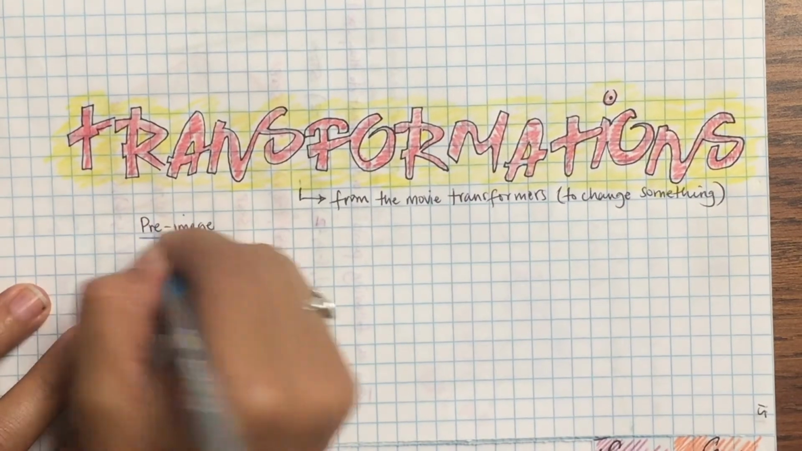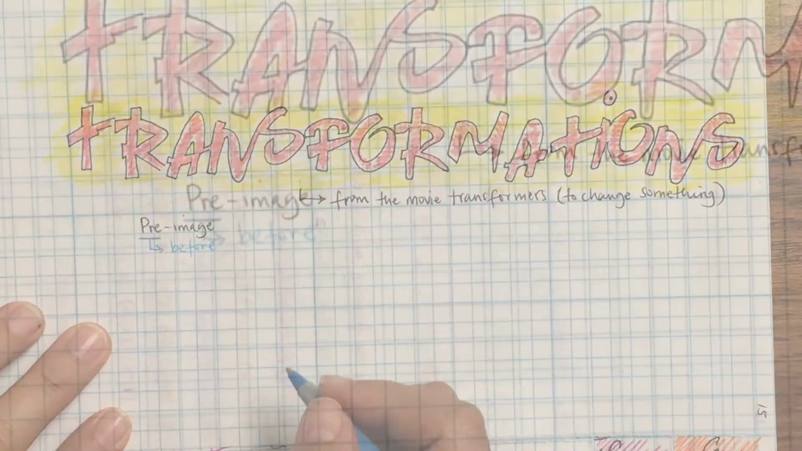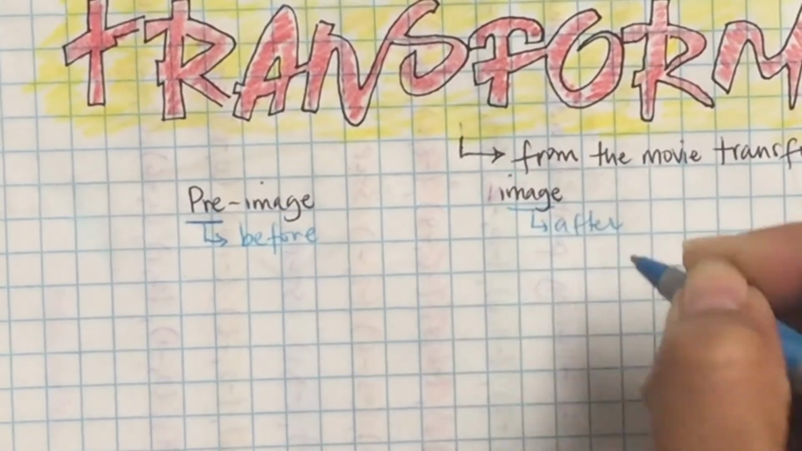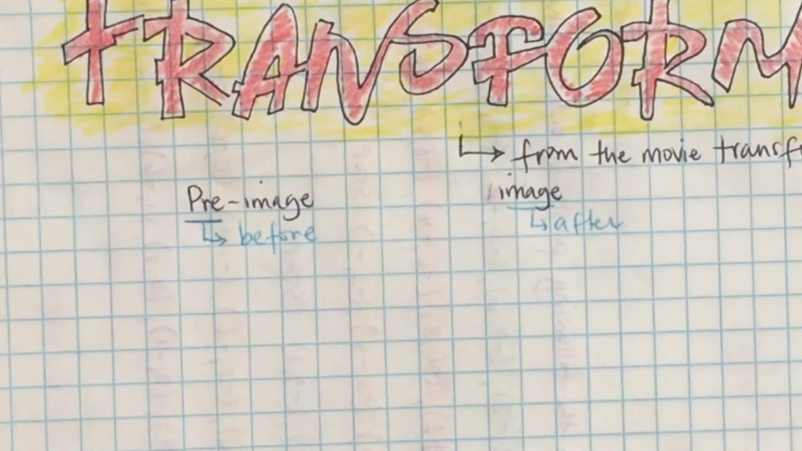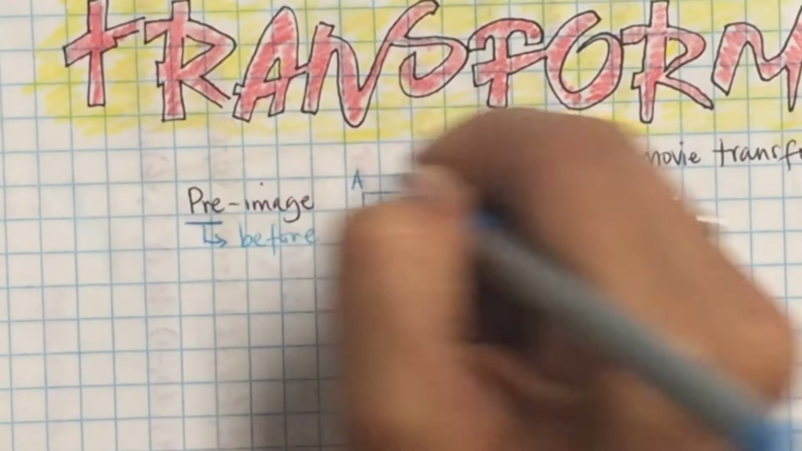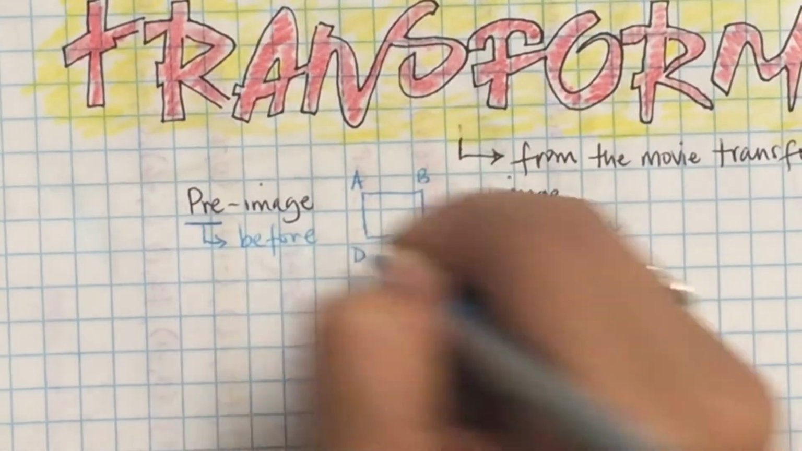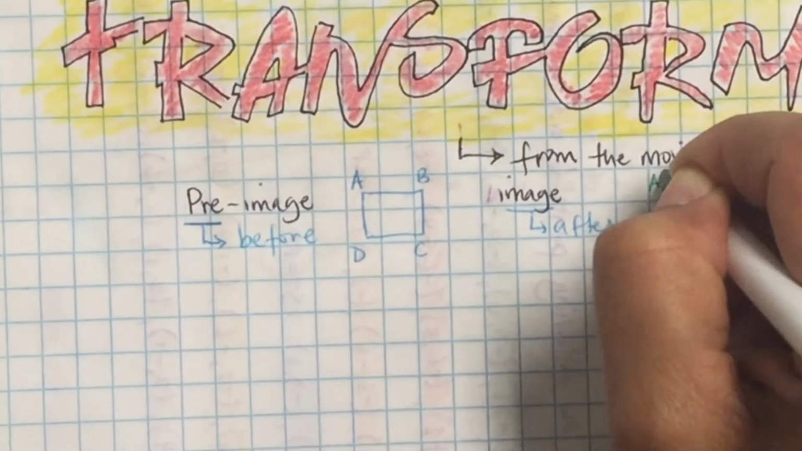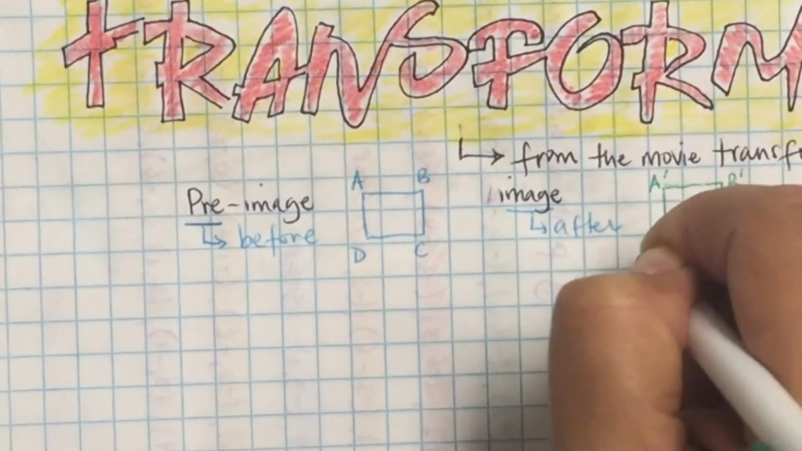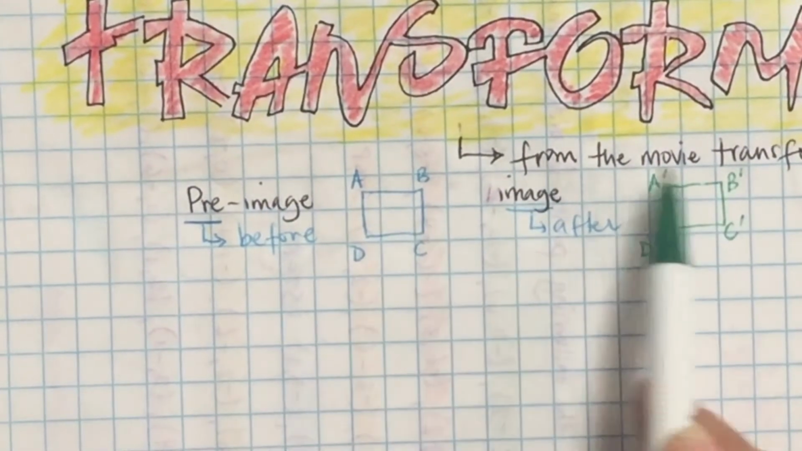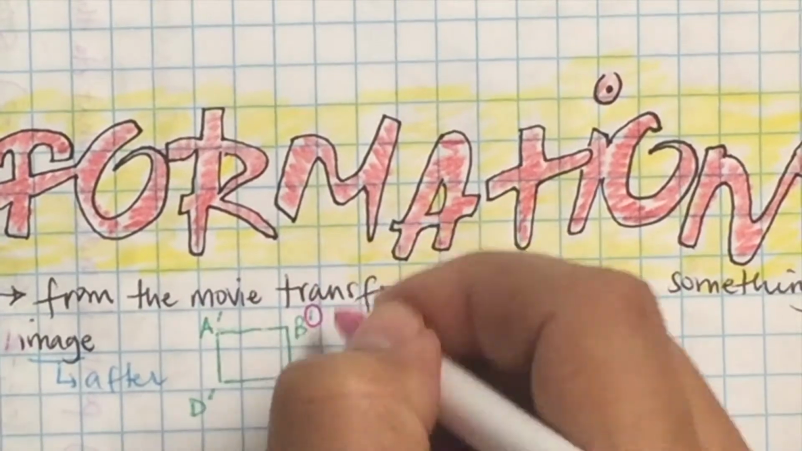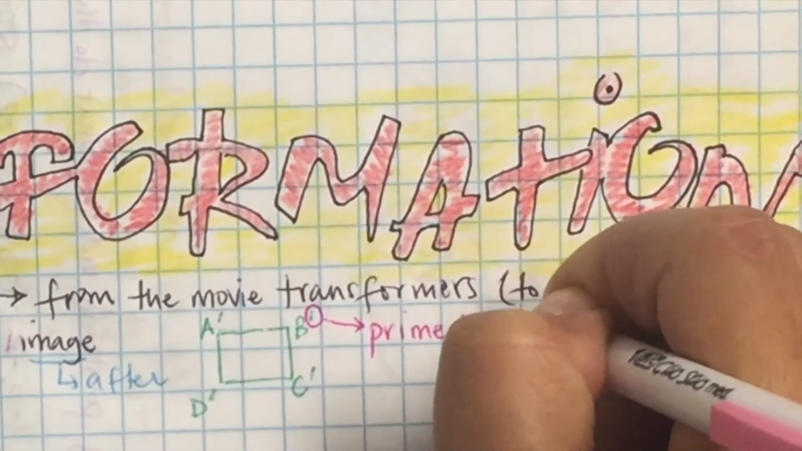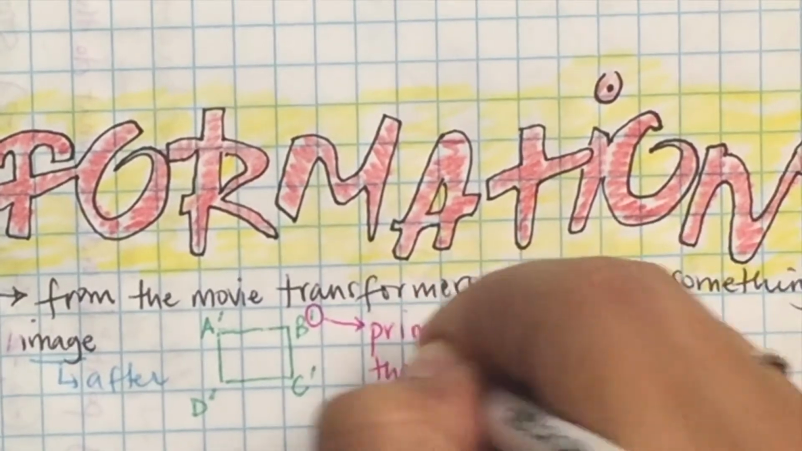Alright, we're going to talk about a pre-image. Pre meaning before. And after you transform it, it's going to be called an image. So an image is after. If we had a square or a rectangle labeled A, B, C, D, the notation for the image after you've transformed it will be A prime, B prime, C prime, and D prime. The prime indicates how many times the image is transformed.